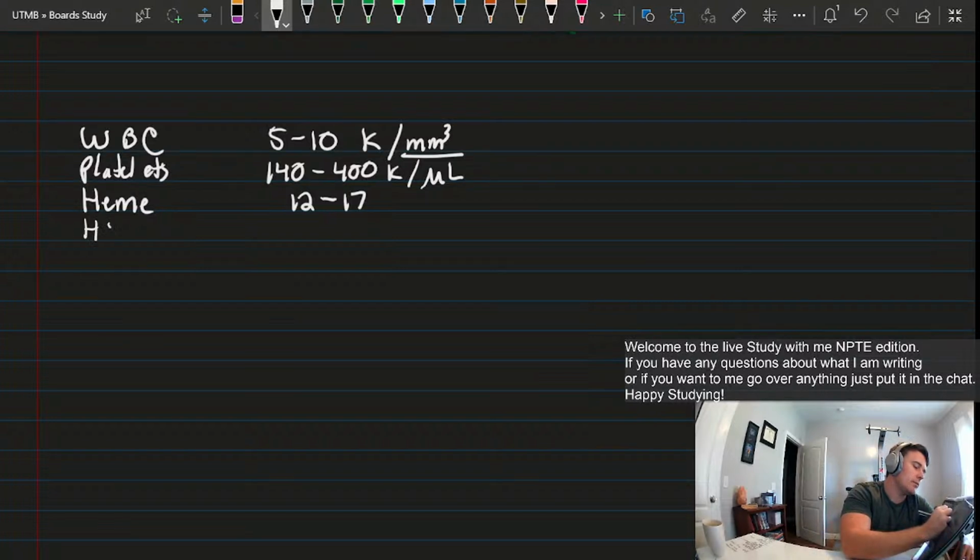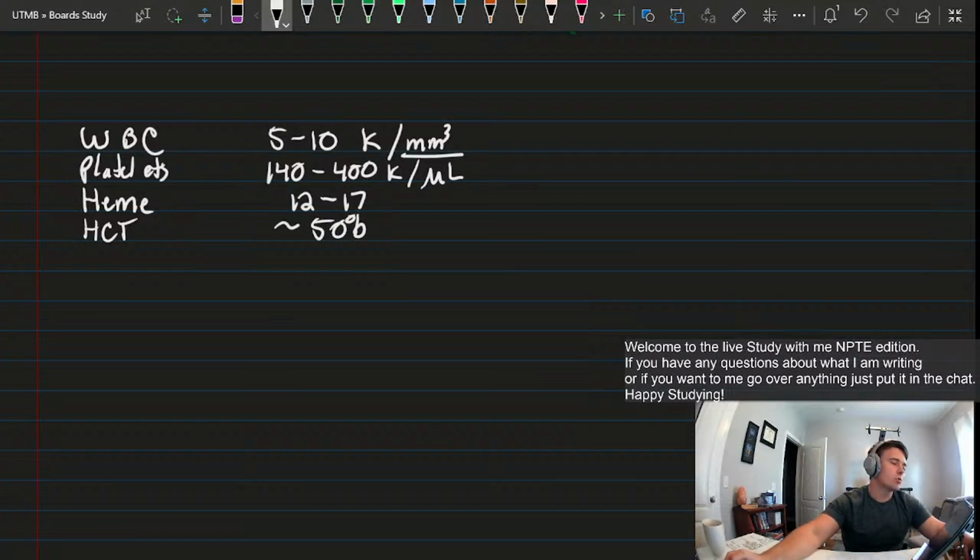Then hematocrit, I kind of remember just around 50%. I know that there's a range, but I didn't memorize the range. I just put about 50%.